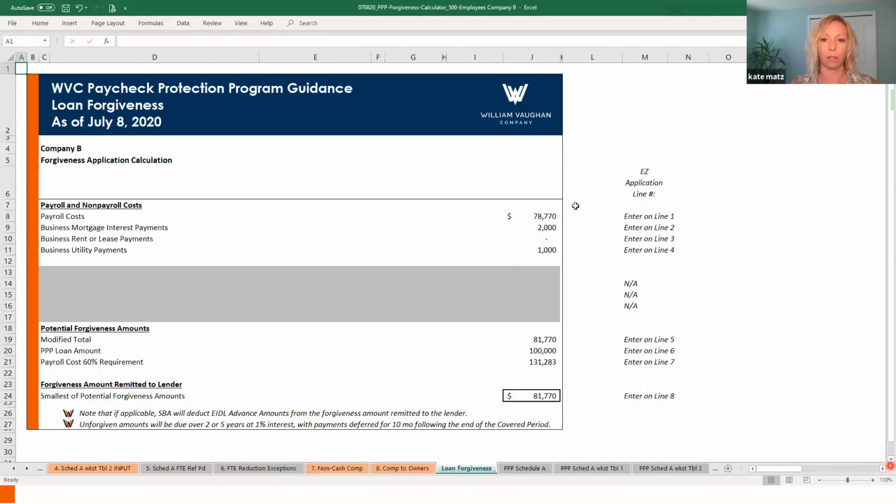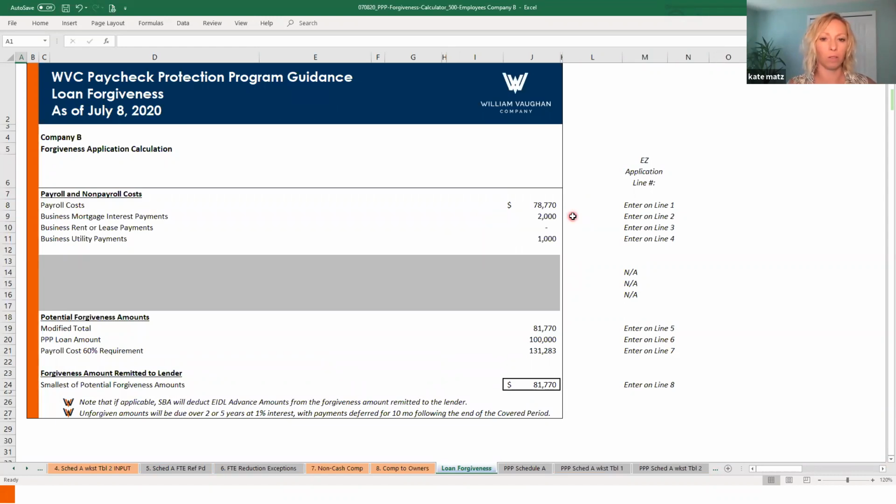So we've got 78,770 of payroll costs, 2,000 of mortgage interest, didn't have any rent, got 1,000 of utilities. We get to skip this middle part again since we're doing the EZ. Our modified total, which again is our total dollars that we spent during our covered period, they get to count towards forgiveness, is 81,770. Our loan amount we originally received is 100,000. And then this payroll 60% requirement is 131,283. So the lesser of those three becomes the amount we apply for forgiveness on, and that's 81,770.